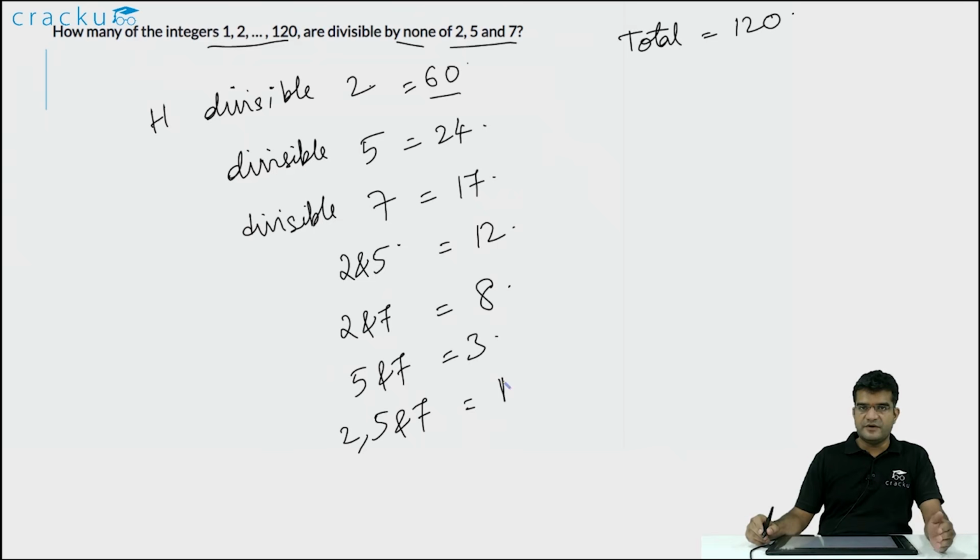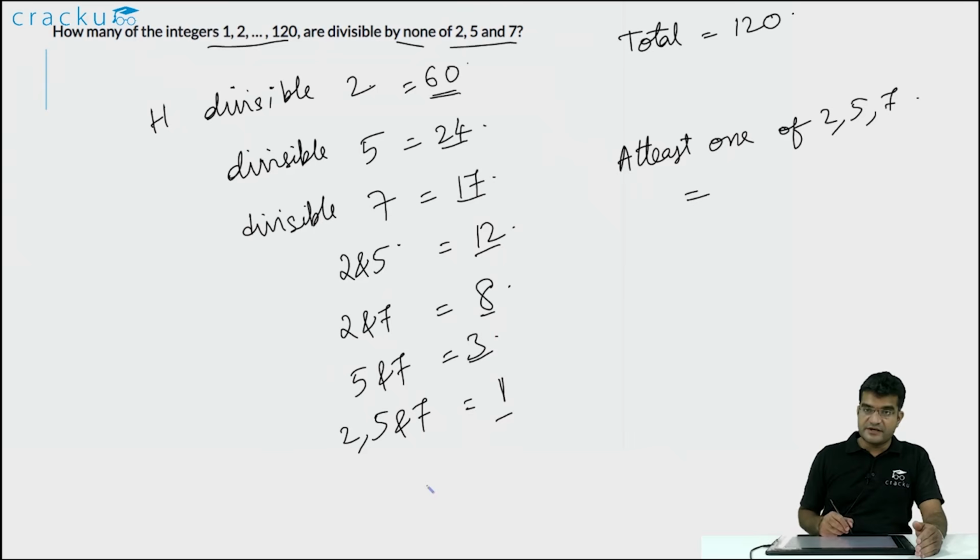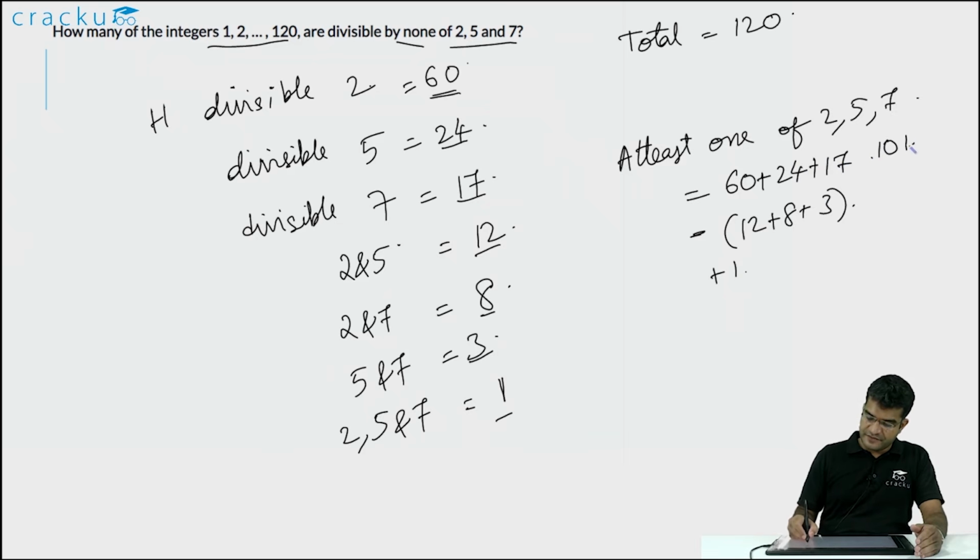Now if you are trying to find out how many of these numbers are divisible by at least one of 2 or 5 or 7, that number will be equal to 60 plus 24 plus 17 minus 12 plus 8 plus 3 plus 1. 60 plus 24 plus 17 is equal to 60 plus 41, which is equal to 101, minus 23 plus 1. This is equal to 79.